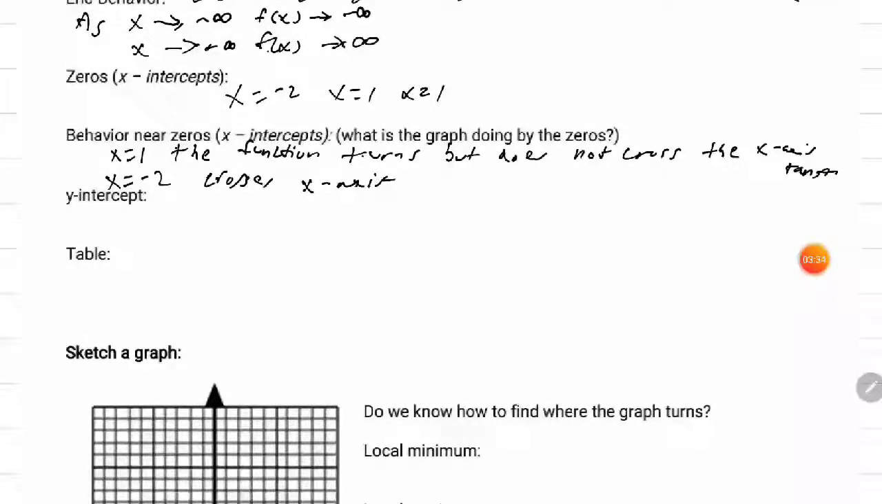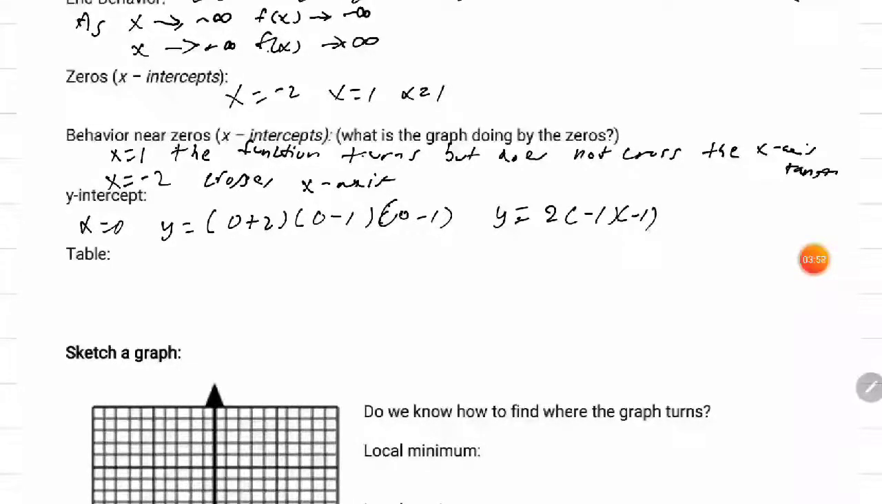Our y-intercept. So this is when we set x equal to 0. y equals 0 plus 2, 0 minus 1, 0 minus 1. So that'll be y equals 2 times -1 times -1. So our y-intercept is at 0, 2.